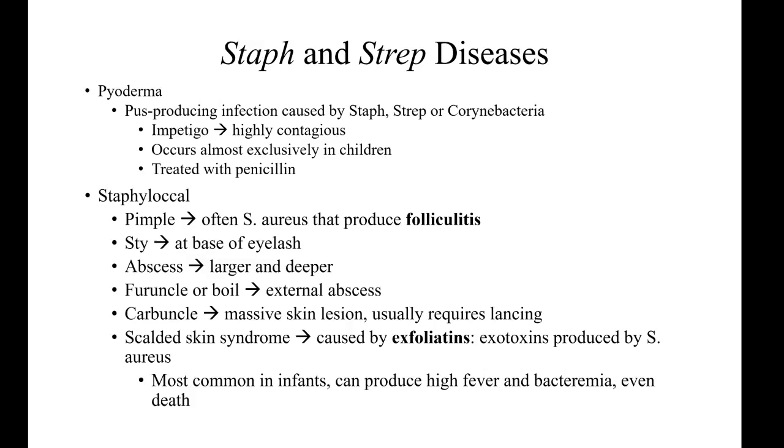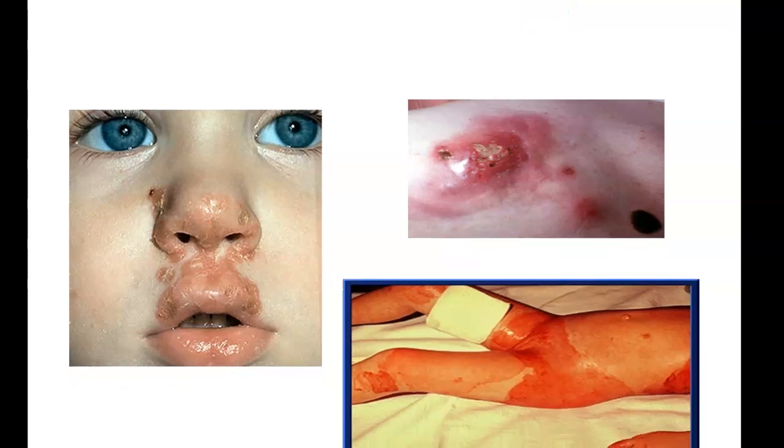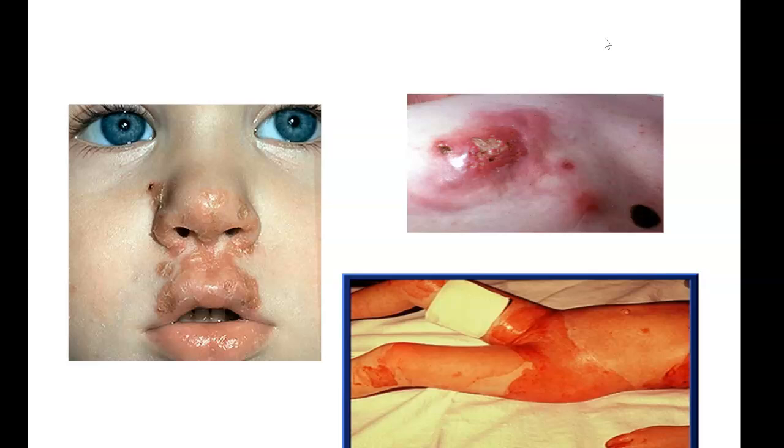Carbuncles, these are going to be massive skin lesions, and scalded skin syndrome, which can be very serious. This is actually caused by these exotoxins produced by particular strains of Staph aureus. This can be common in infants. It can produce really high fever and it can be very, very serious. So I do have some pictures here where you can see each of these different skin lesions.